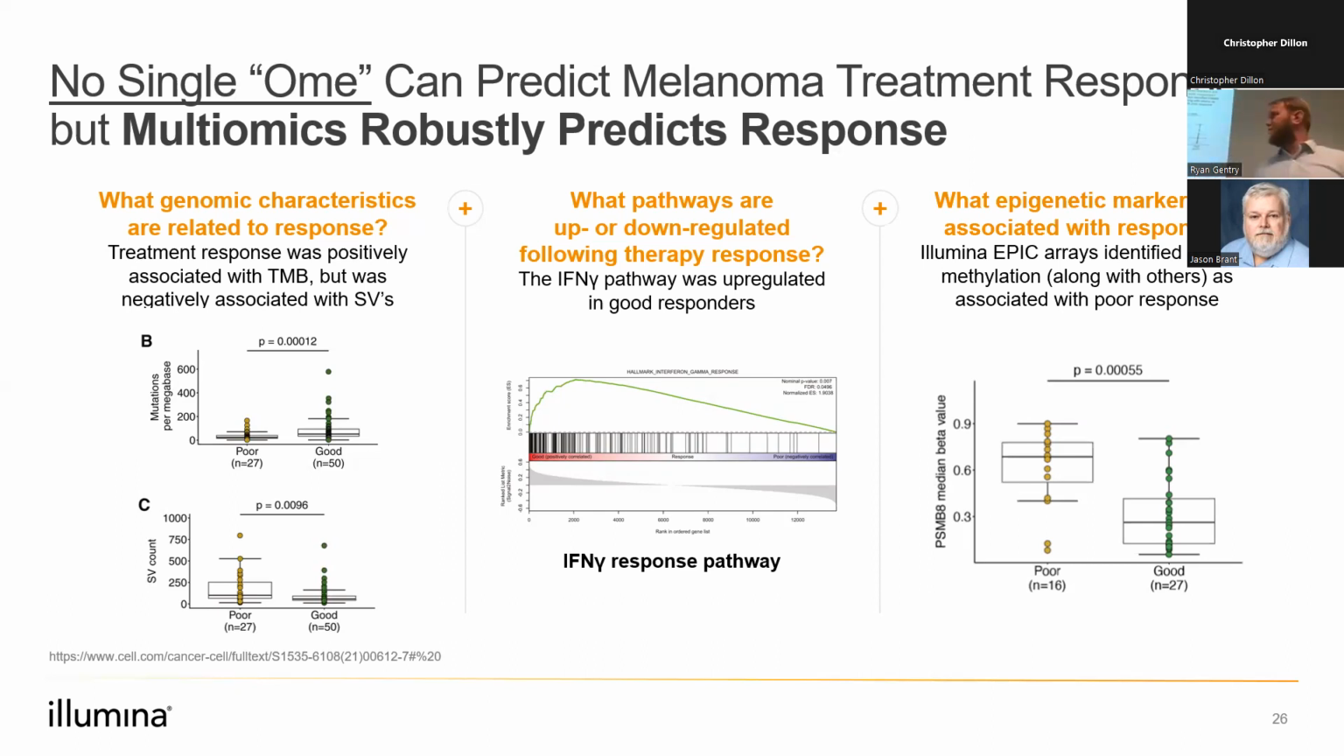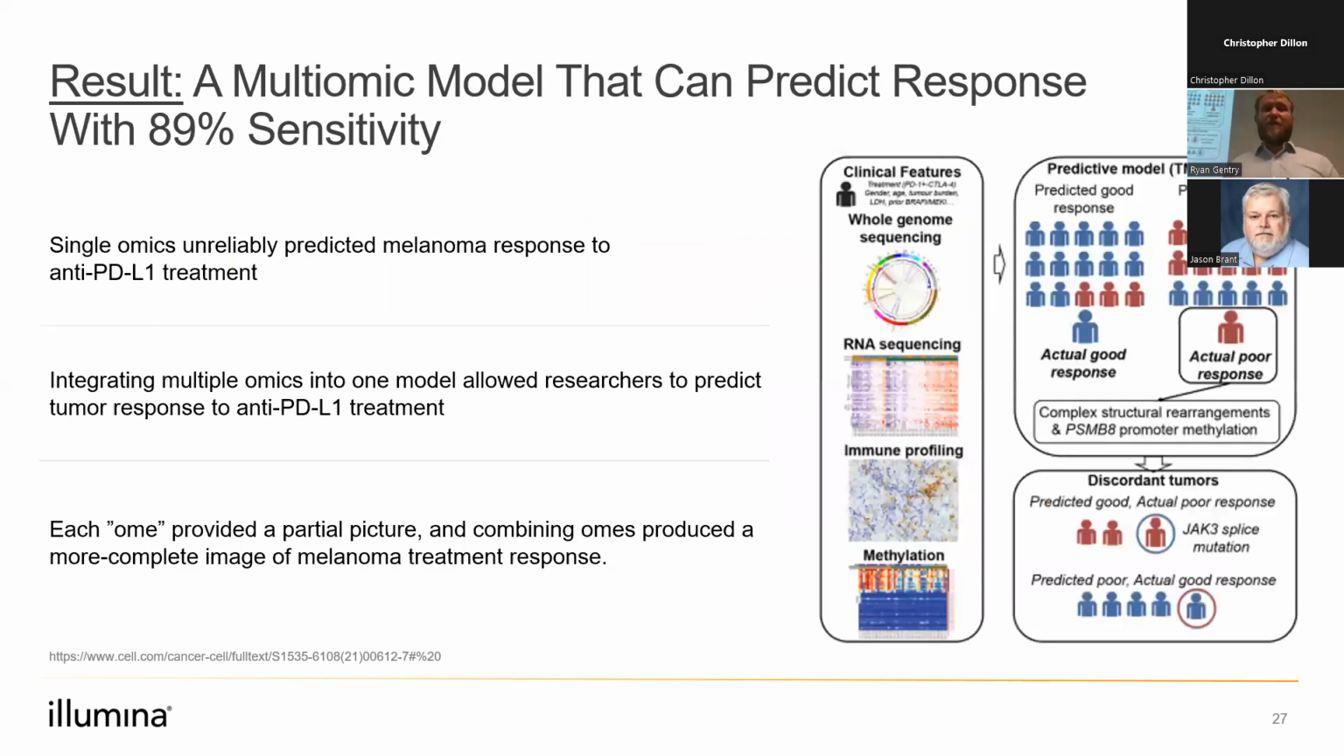So they used the EPIC methyl array, and what they found was one specific marker that tied back to the patients. You can see that this gene, PSMBU8, and with the poor prognosis, these individuals had a high methylation in those areas, and the people that had low methylation in those specific areas responded better to the PD-L1 treatments. Now, when the group tied all this information together, what they were able to do, with an 89% sensitivity, is predict the response rate of people's responses to PD-L1.